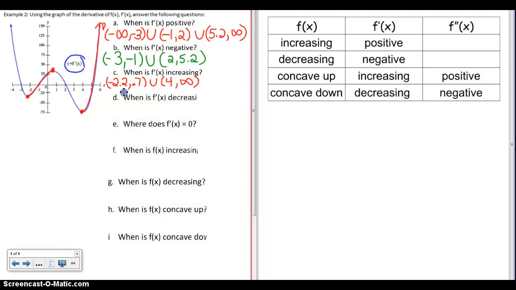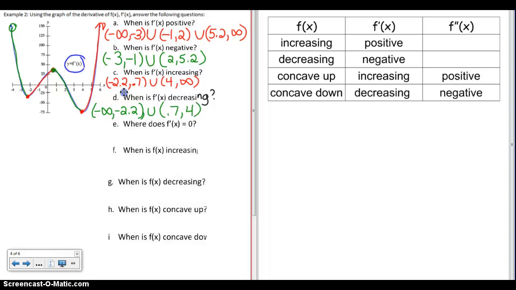So we're going to do the same thing with decreasing. That would be starting up here at the top, and then the graph goes down, down, down, down until we hit -2.2 again. So we have negative infinity to -2.2. And then it also decreases from this 0.7 to 4.